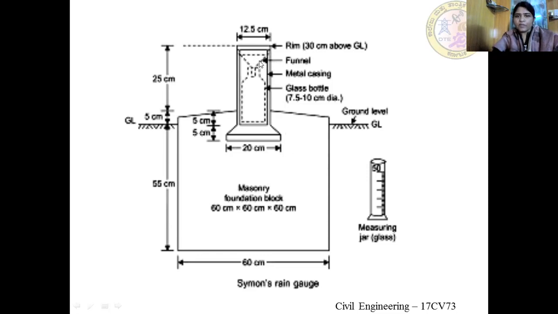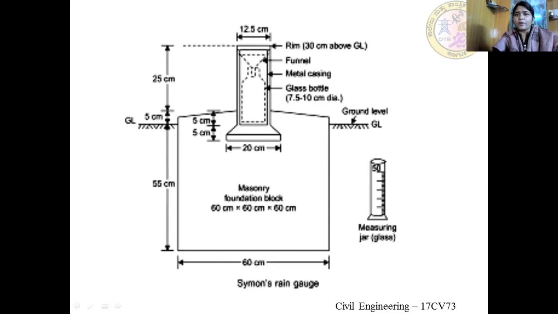You can see it has a funnel and a glass bottle. The rainwater is going to get collected in this funnel. From the funnel, it will be discharged into the bottle. From this bottle, a man goes and measures it using a measuring jar. In this way, the funnel and the glass bottle are both housed in a metallic container.